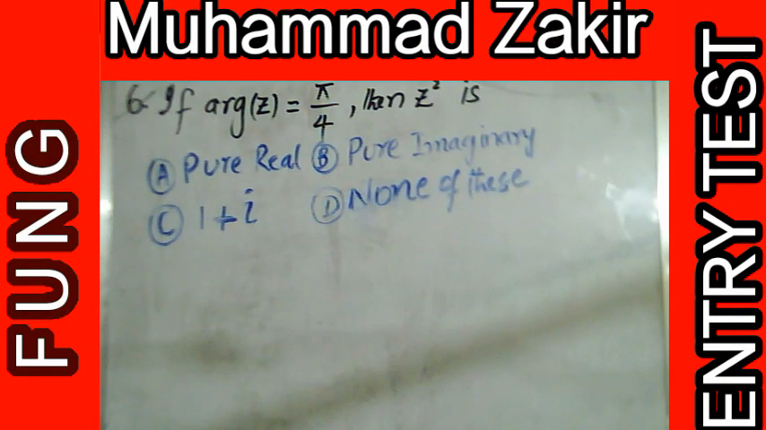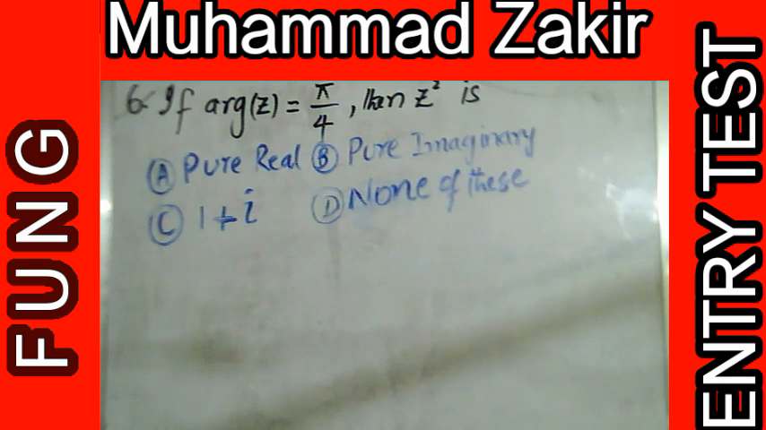Dear student, now we talk about this MCQ. If the argument of z is equal to pi by 4, then z square is: option A pure real, B pure imaginary, C 1 plus iota, D none of these.